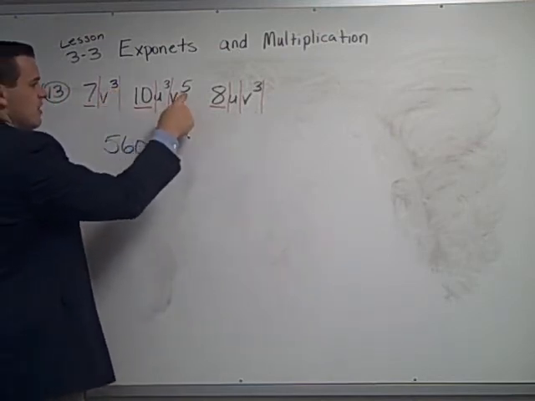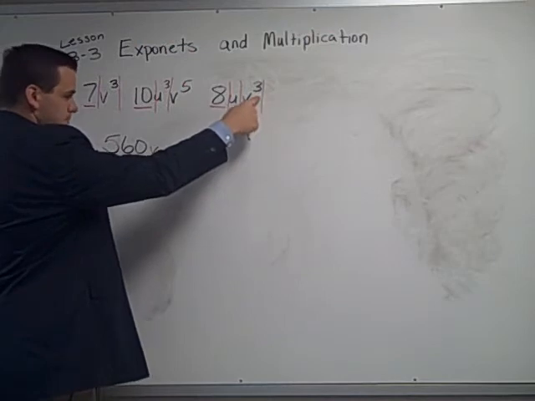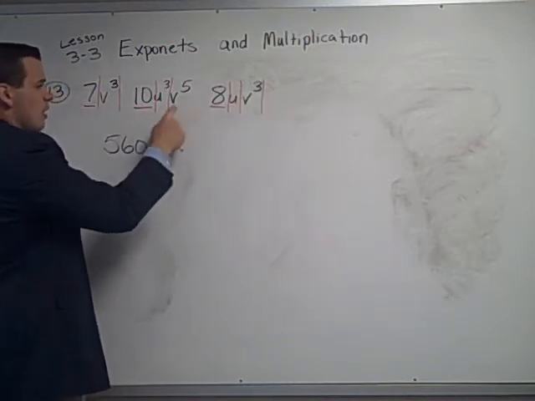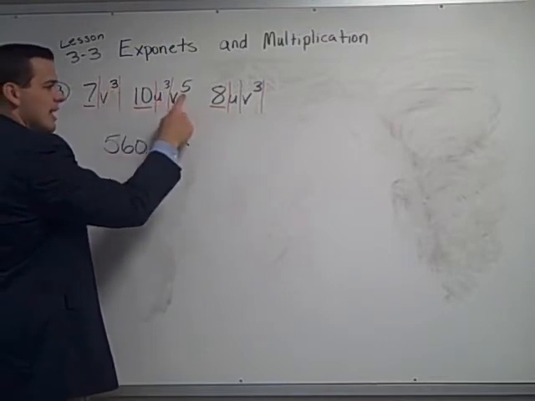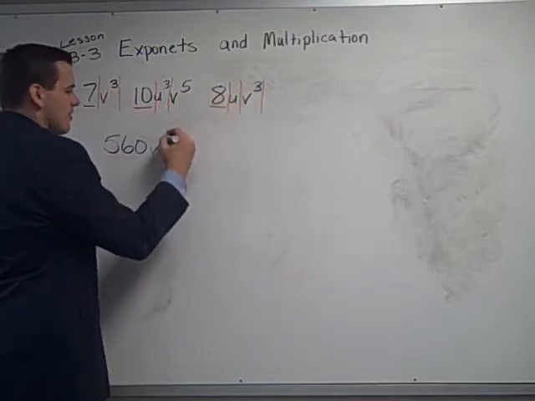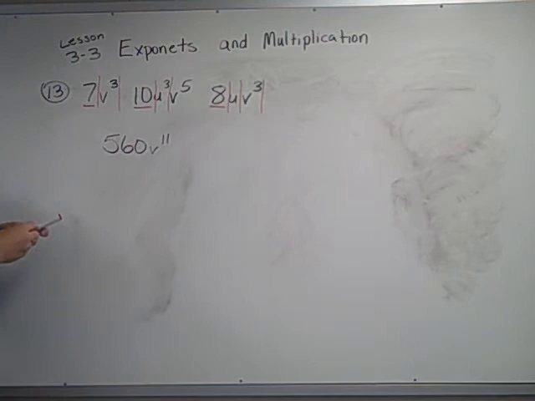I have v to the 5th here and v to the 3rd here. So the bases are all the same. They're being multiplied, so I can add the exponents. 3 plus 5 is 8, plus 3 is 11. So I have v to the 11th. That takes care of those.